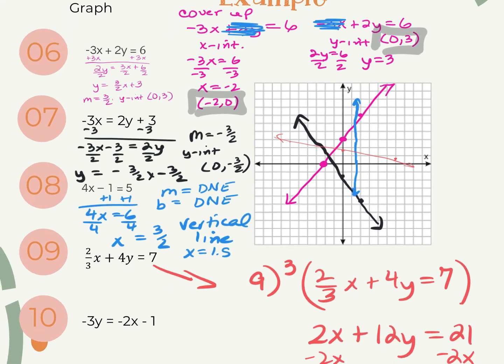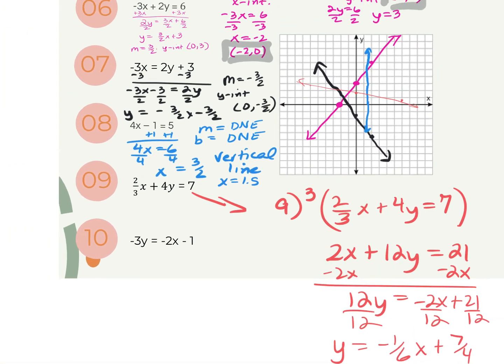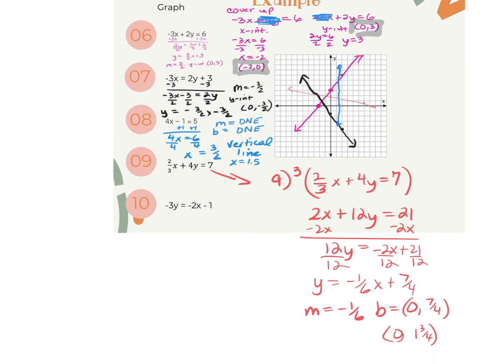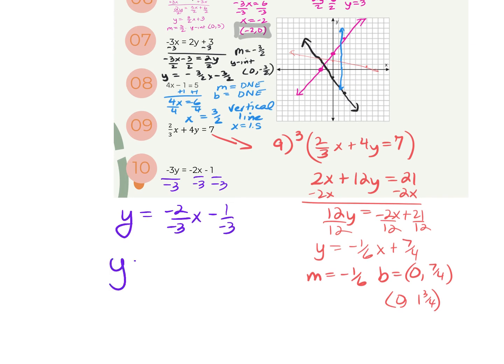And then for number 10, I'm going to go ahead and just put it in slope-intercept form by dividing everything by 3. Let me get purple now. This one will be in purple. So I'm going to divide everything by negative 3. And I get y equals negative 2 over negative 3x minus negative 1 over negative 3. These negative negatives become positives. So 2/3 x plus 1/3.